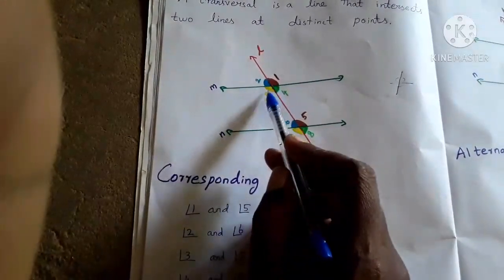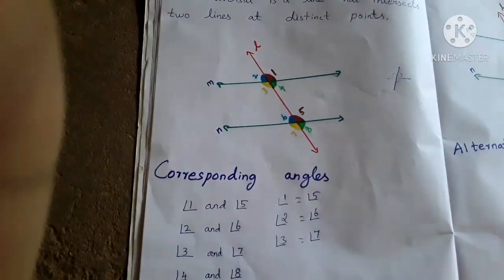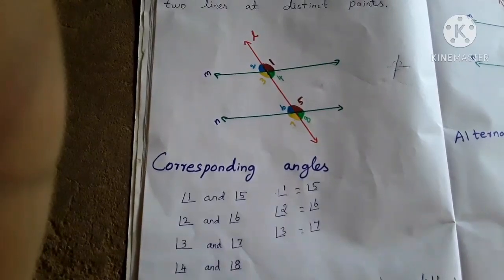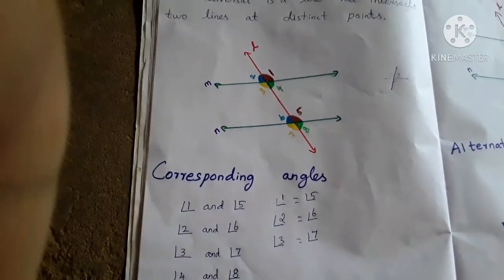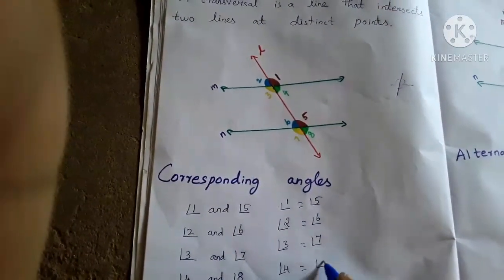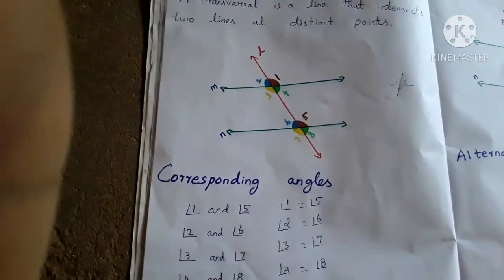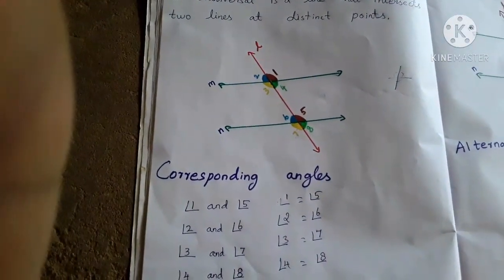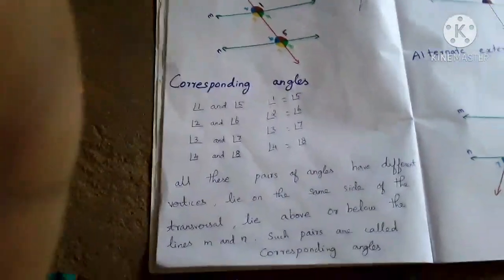Next, angle 3 and angle 7. It is below the lines M and N and marked on the left side of the transversal. So these angles are called corresponding angles, and they are equal. Next, angle 4 and angle 8. It is also marked on the right side of the transversal, below the lines M and N. So these angles are equal.